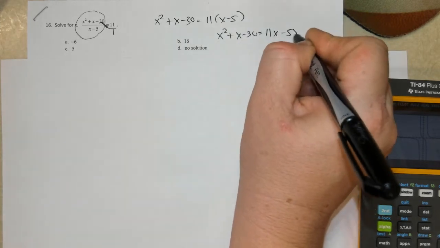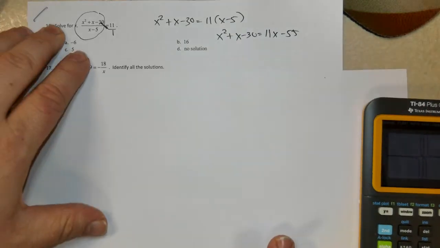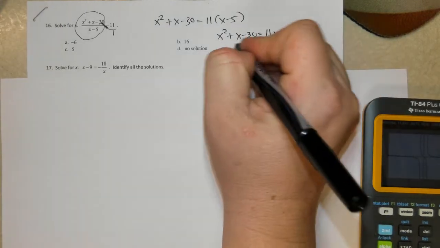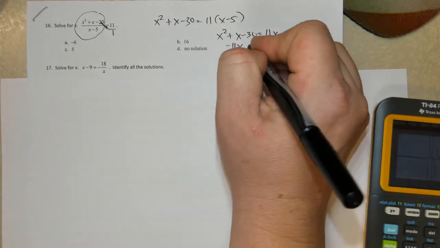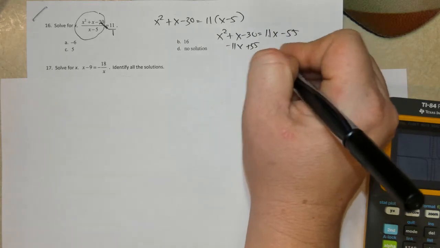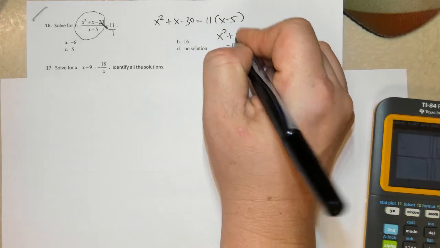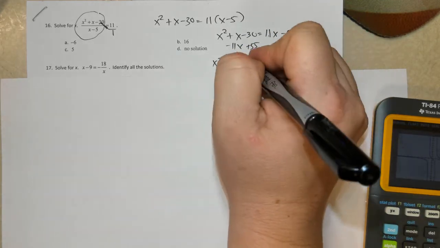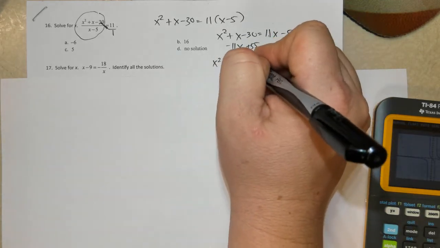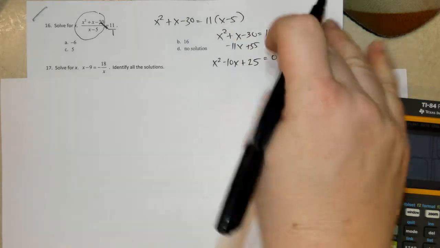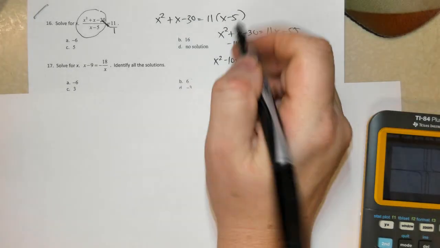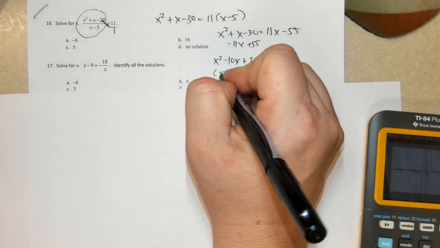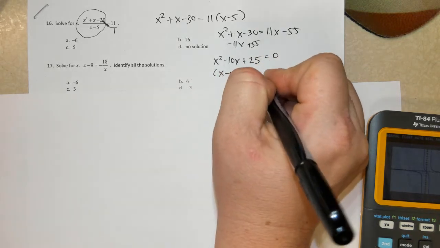Distributing. I'm going to move everything over to the left-hand side. So when the 11x comes over, it becomes a negative. And 55 comes over, becomes a positive. Nothing is now left on the right. x squared minus 10x plus 25. What two things multiply to give you 25 and combine to give you negative 10? Negative 5 and negative 5.